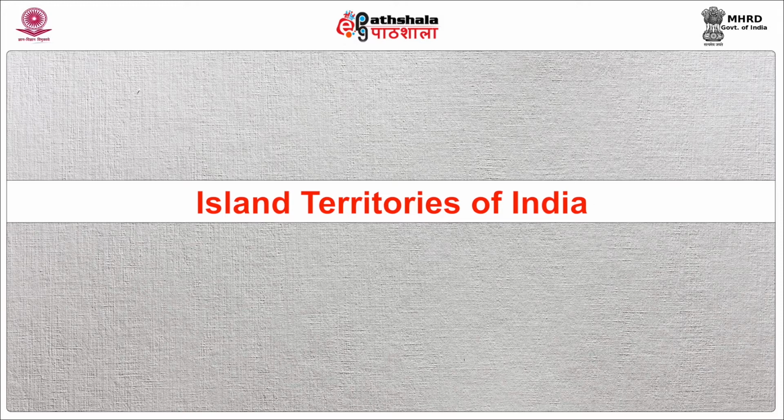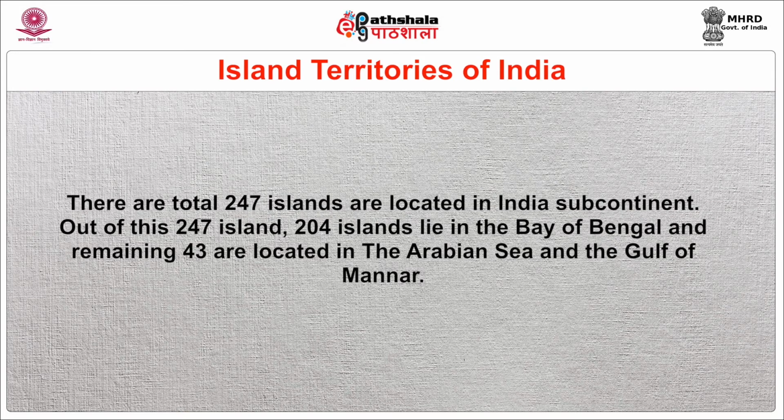The fourth and the last physiographic division of India is the Island Territories of India. There are a total of 247 islands located in the Indian subcontinent. Out of these 247 islands, 204 lie in the Bay of Bengal and the remaining 43 are located in the Arabian Sea and the Gulf of Mannar.